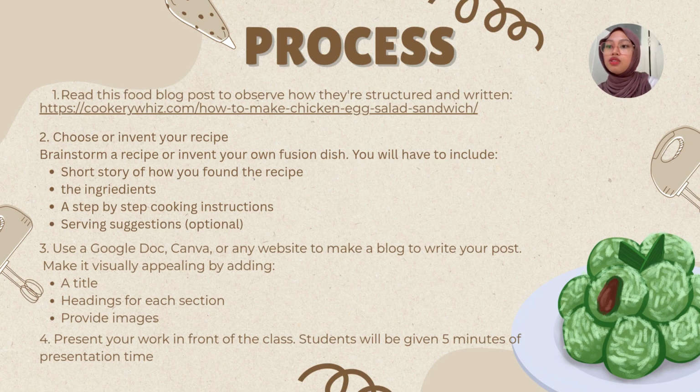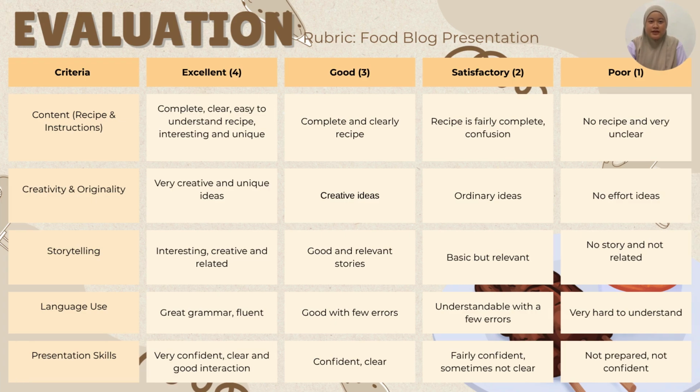Third, students can use Google Docs, Canva, or any type of website to make a blog to write their post. Their post must have a title, headings for each section, and provide images to make the blog more appealing. Lastly, students' speaking skills will be evaluated by presenting their work in class, where each student will be given 5 minutes to speak about their food blog post. To sum up everything, each student will master the targeted language skills, which are reading, speaking, and writing, from all these processes. Next, the evaluation part.